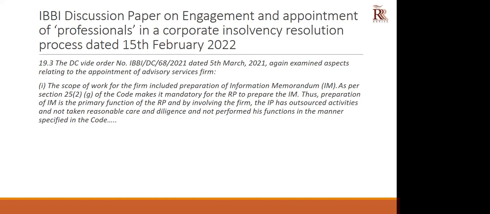In one of the discussion papers, I found this DC order dated 5th March 2021. It examined the aspects related to appointment of an advisory services firm. The scope of work for the firm included preparation of the IM. As per Section 25(2)(g) of the Code, it is mandatory for the RP to prepare the IM. Thus, preparation of the IM is the primary function of the RP, and by involving the firm, the IP had outsourced activities and not taken reasonable care and diligence, and not performed his functions in the manner specified in the Code.